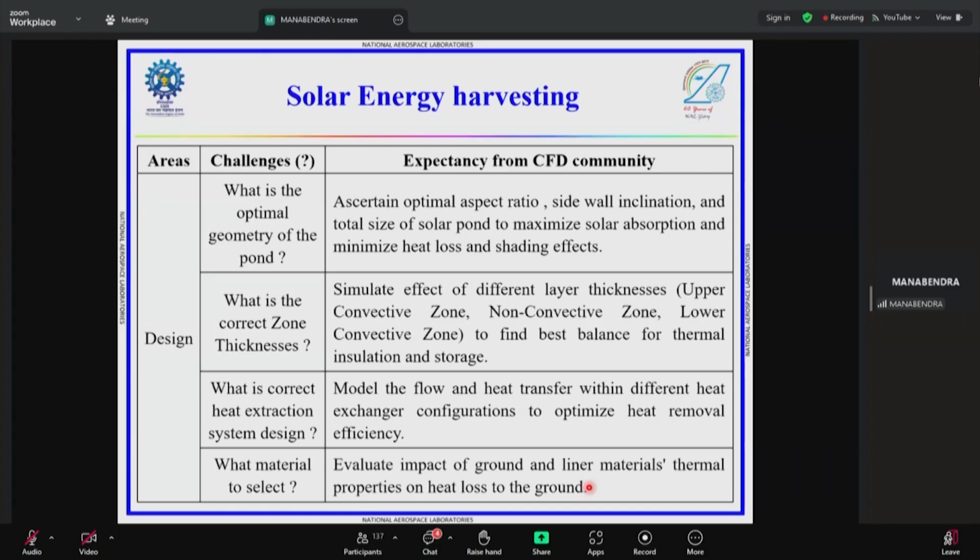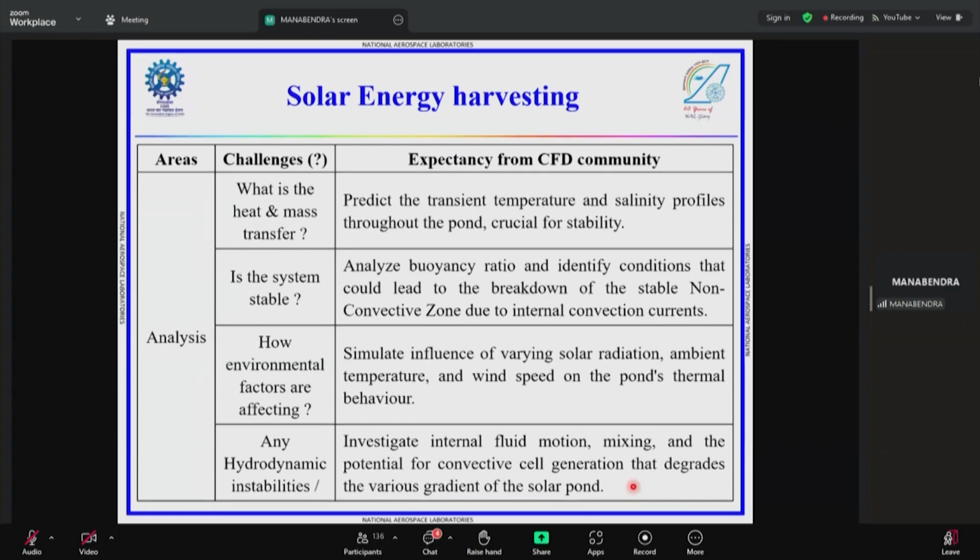Now, coming to solar energy harvesting, since the working principle and the architecture of the overall system is similar, you will find that many things will be matching. For example, if it is a pond, then these are the areas where the CFD community can help us ascertain the optimal geometry of the plant or the correct thickness of the various zones, or the heat extraction system, whether it's properly optimized and the exchangers are working properly, and the material selection to some extent, especially the lining material, which will prevent heat loss from the bottom of the pond.